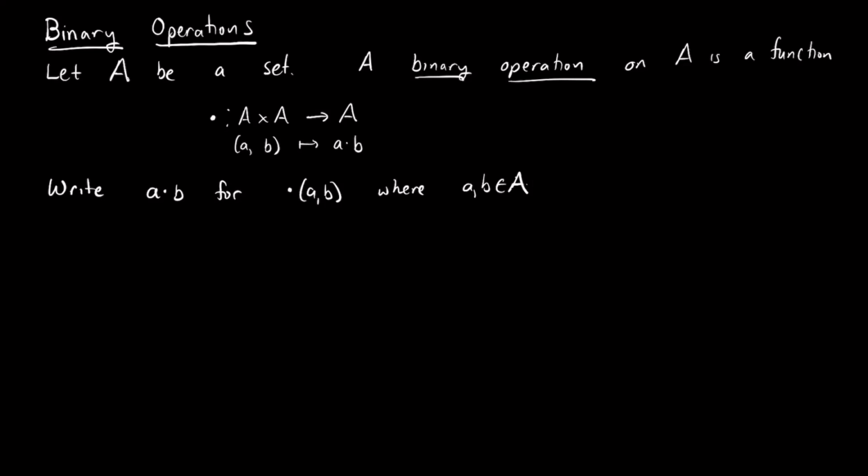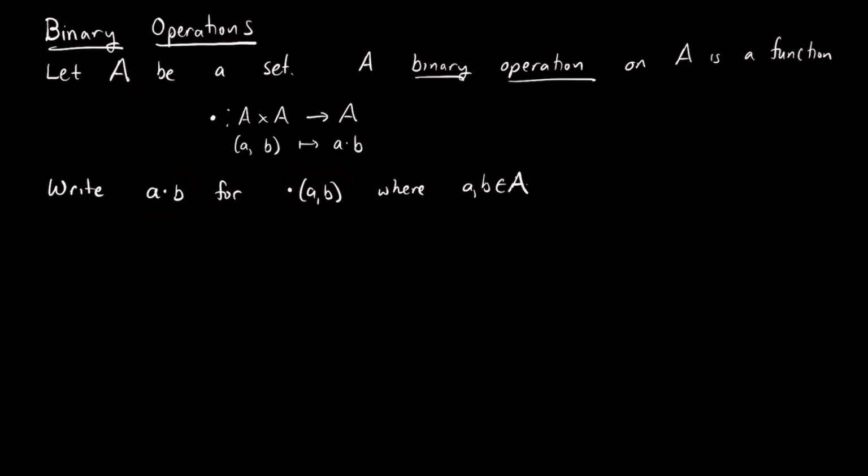So let A be any set. A binary operation on A is just any function from A cross A to itself. And the key idea here is we want to take two elements of A, a pair of elements of A, and combine them and create a new element. We'll refer to this element as A dot B. So the common notation for dot of A comma B will just be A dot B.